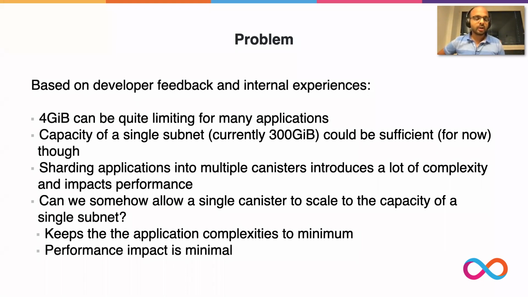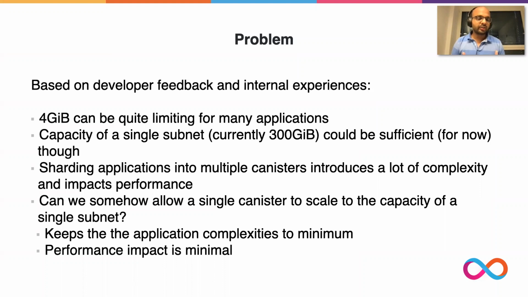The other thing we realized is that sharding applications into multiple canisters produces a lot of complexity and impacts performance. When you shard your applications into multiple canisters, you need to send messages between these canisters to get the relevant data. You have to write a lot of asynchronous code. You have to worry about intermediate states being committed and being observable and all of these things. It can become very tricky and very error prone.